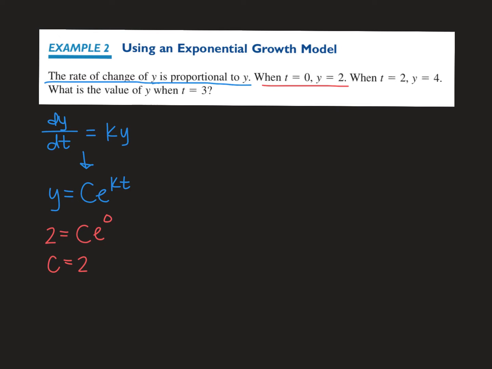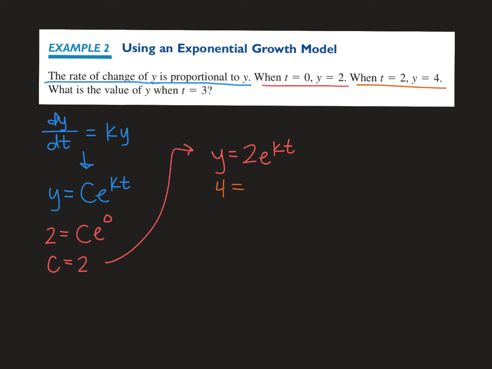That only doesn't work, we'll see later, with something called Newton's law of cooling, where we have a plus or minus something over here. All right, so we know that c is 2, so let's simply rewrite over here with what we know. We know that y equals 2 e to the kt. Next, I'm going to use my next condition and plug in to solve for k.